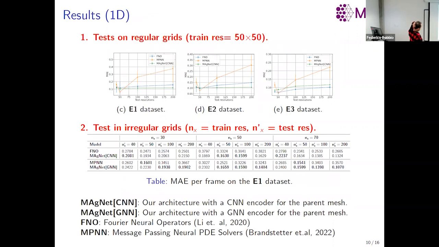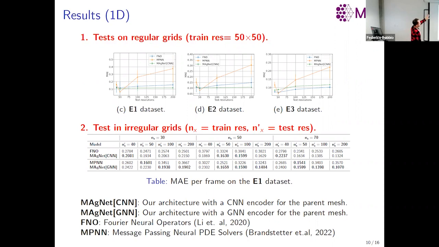Okay, so these are the results for the first 1D experiments. The top is the regular grid, the bottom is the irregular grid. We try 2 versions of the algorithm, which is MAgNet: the CNN version, where the encoder at the beginning is a convolutional neural net, and one where it's a GNN, which is the encoder part of the graph network from DeepMind. We compare it to the Fourier neural operator and the message passing neural operator. Note that the FNO is not made for irregular grids, so we cannot really compare with it. It's not fair. But the MPNN is supposed to be pretty good for it.